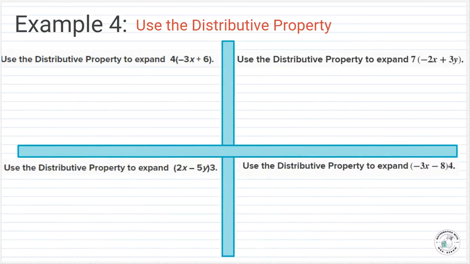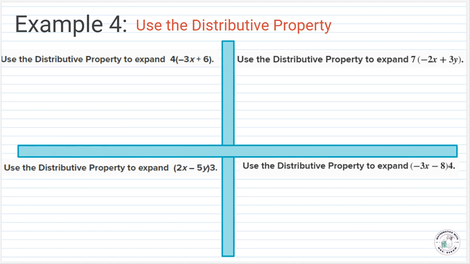So using the distributive property to expand these expressions. Expand is also another way to phrase simplify, because these are not simplified expressions when you have that factor being multiplied by this quantity, again, either a sum or a difference inside those parentheses. So for this first one, we've got 4 multiplied by the quantity of negative 3x plus 6. So when you have something like this, again, it's not simplified. So to simplify it, we use the distributive property.